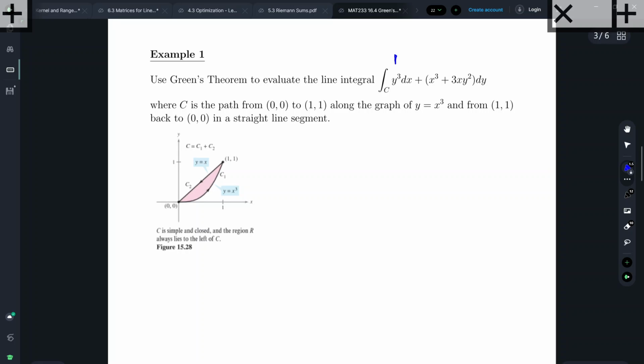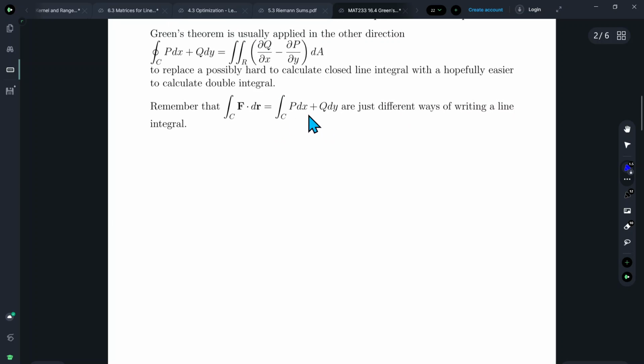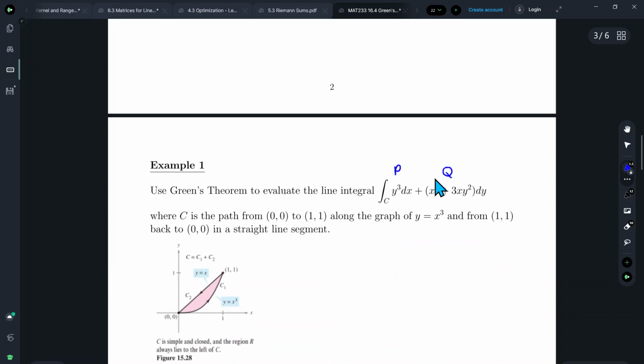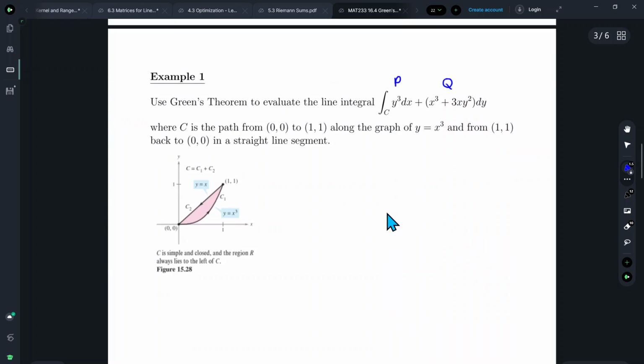So this is the P component, this is the Q component, right? So in this problem, the line integral is written in this form. But again, it's just a way of writing the line integral. It could have also been presented in this form. But in any case, this is the P and Q components of the vector field.